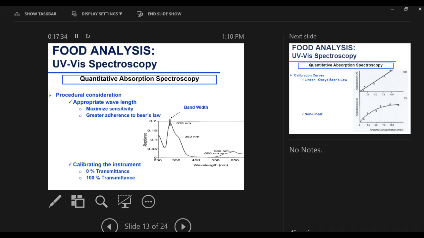We often calibrate the instrument in such a way that we calibrate it to read zero transmittance, where we cover the light so that no light is going through, and we say this is zero transmittance. And then without having a sample or a blank or any cuvette at all, we open that light and allow the light to pass through to the detector, and we say this is 100 transmittance. So we calibrate the instrument, then we put our blank and we zero.